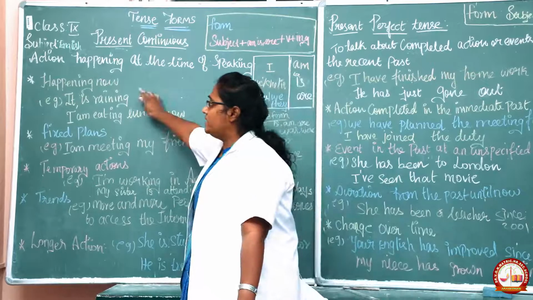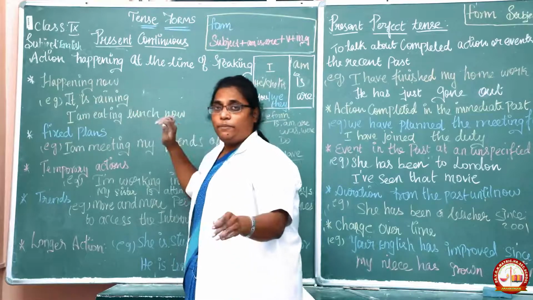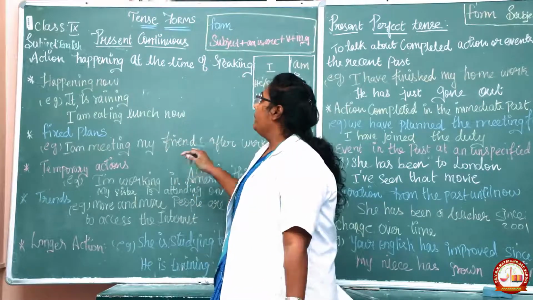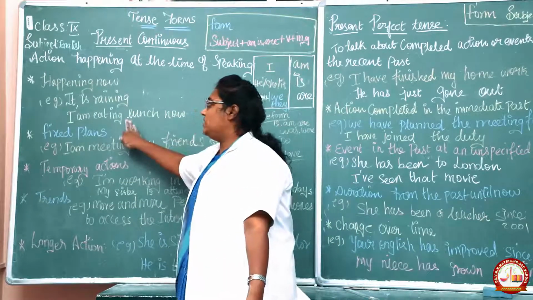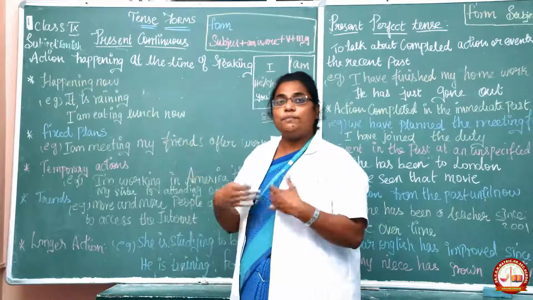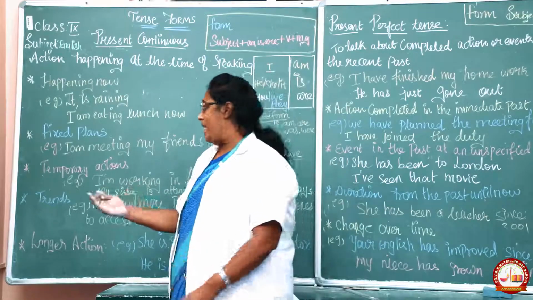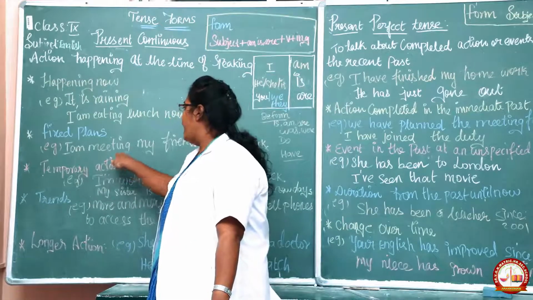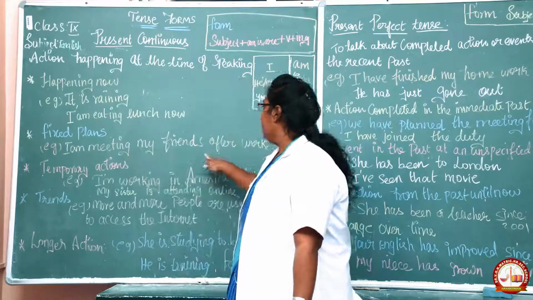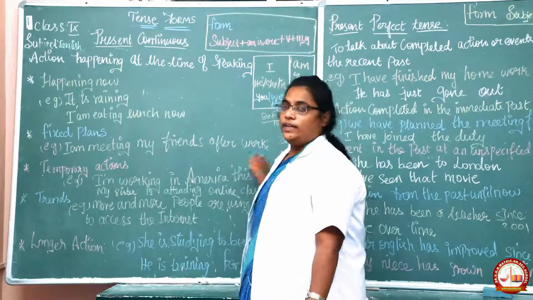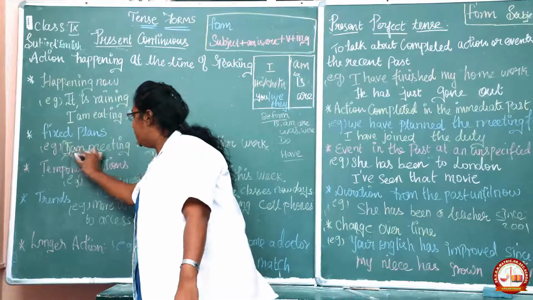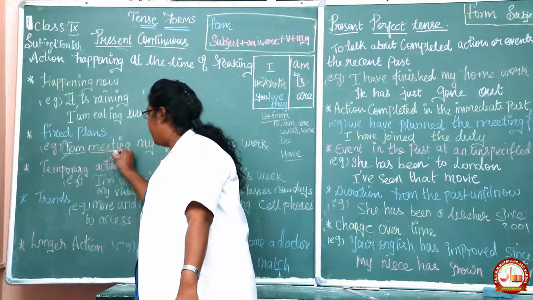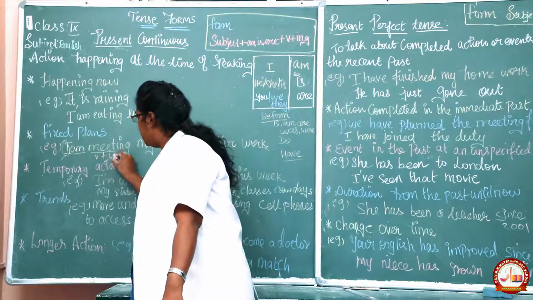The first one, as I said, is happening now, at present happening. At the time of speaking, it is raining. I am eating lunch now. Next, fixed plans, where you already fixed the plans. For example, I am meeting my friends after work. Here, if you say, this one is the subject, be form verb, main verb, verb plus ing.